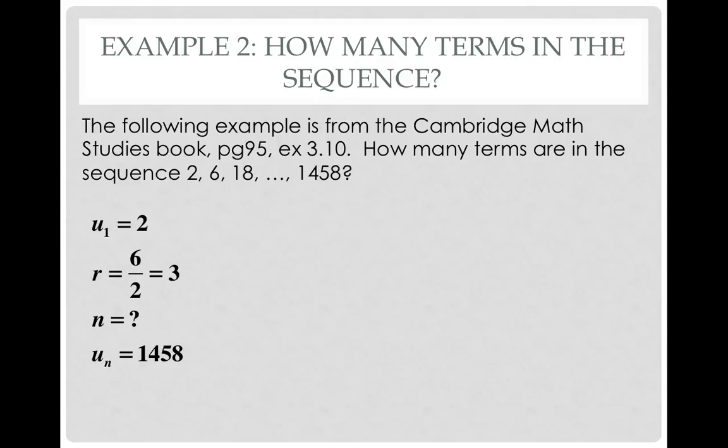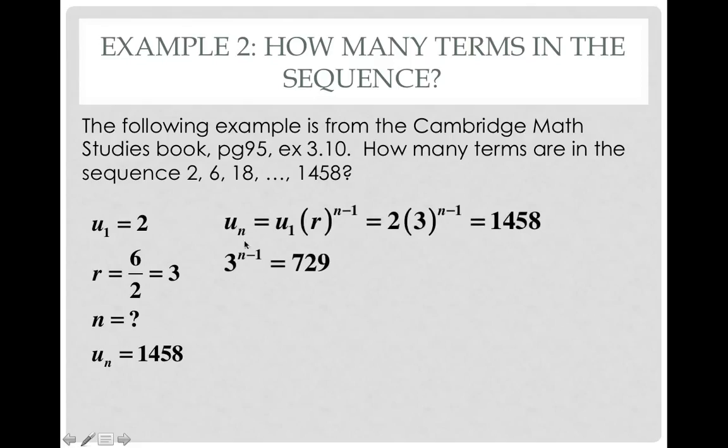This is a little bit odd because it doesn't tell us how many terms we're looking at, but let's go ahead and review what we do know. We know that the first term is 2. We know that the common ratio is 3. And we know that the last term, the nth term, is 1458. So let's see if we can use our formula to find the answer. Here's our formula. We substitute these values in, including that the nth term is 1458, and then we start to solve.